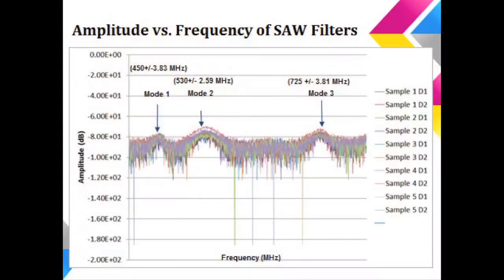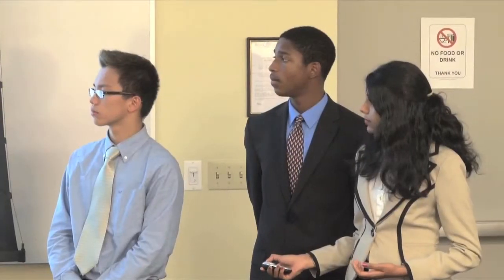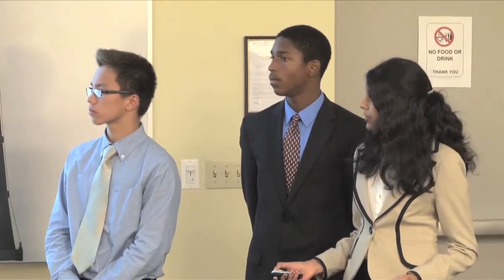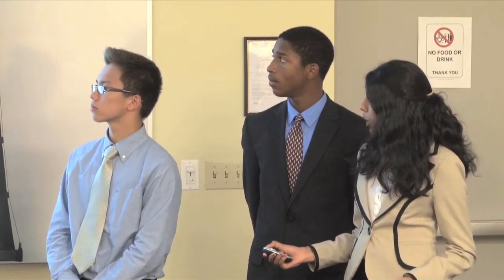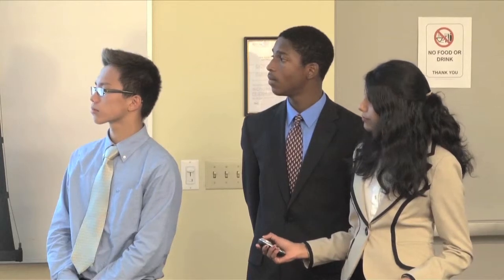After collecting the data on our SAW device, we got this raw data. This graph shows the amplitude of the waves, which tells us the signal strength of the waves, along with the frequency of the waves. What this graph tells us is that the devices we created were functional filters. We know this from the 3 modes that appeared: mode 1, mode 2, and mode 3.